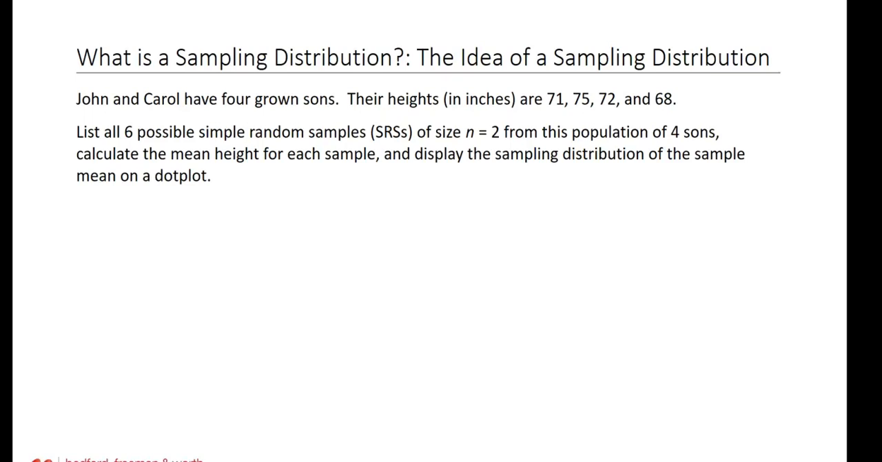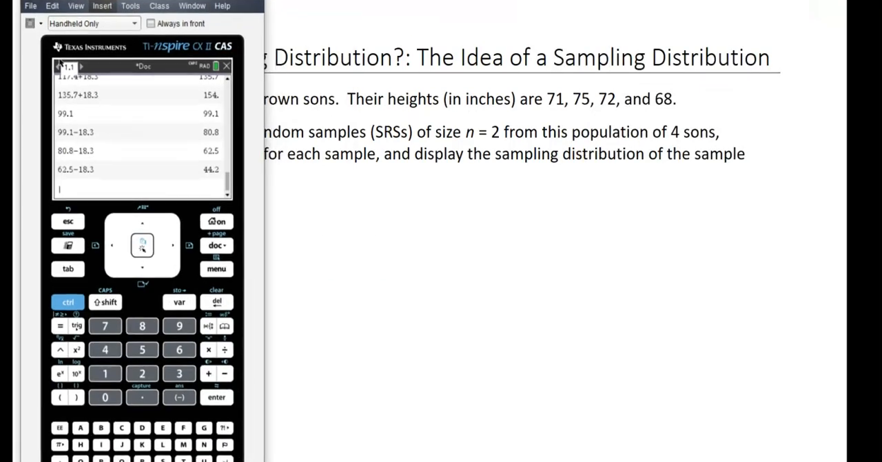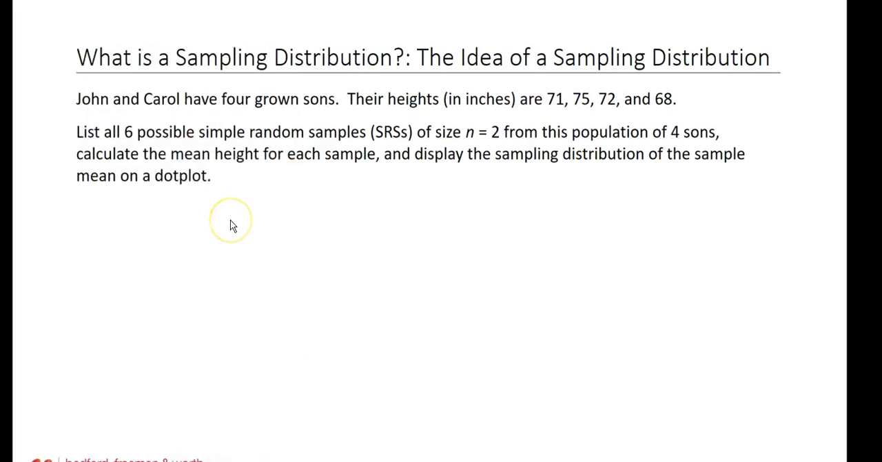Okay, John and Carol have 4 grown sons. So first thing I want you to do, let's just find their average height. If I add those up, 71 plus 75 plus 72 plus 68, divided by 4, that's 71.5. So the average height of their sons is 71.5. That's the population average height, if that makes sense.